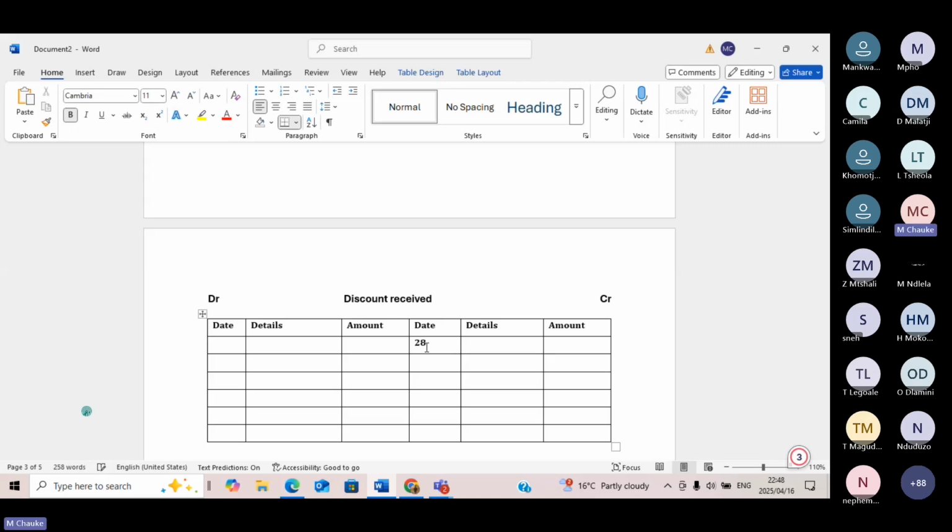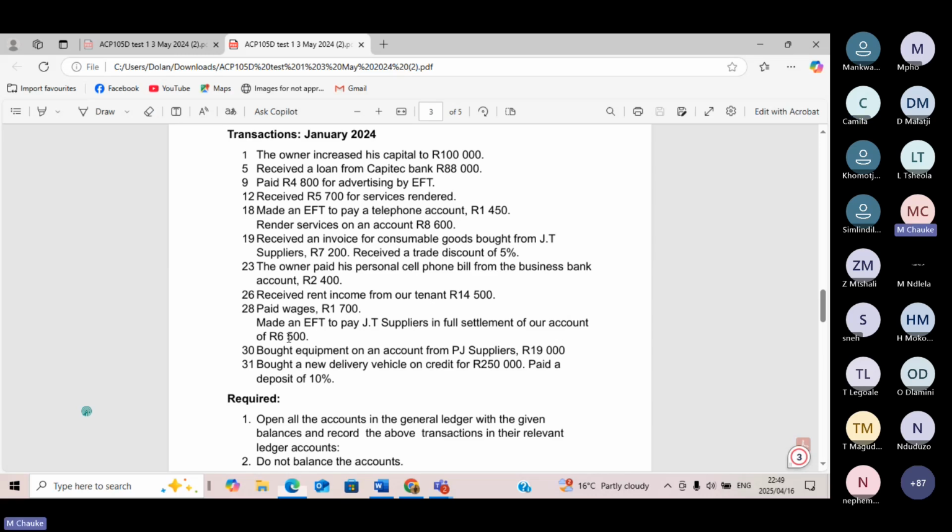And then you're gonna say creditors. 340. I mean to say not 3,000, but 340. Then you are done with the transaction that happened on the 28th. Right? You're done. Yes.